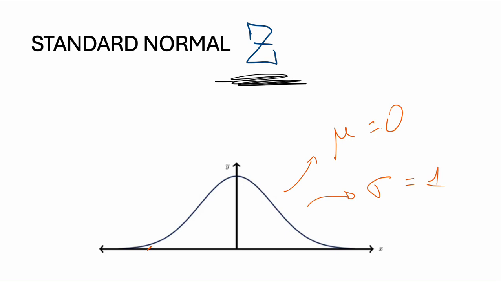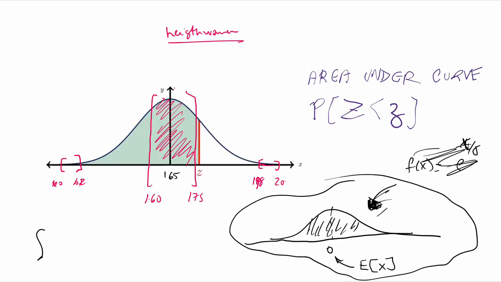Why is the standard normal so special? Because to calculate the area under the curve, if you want to know a probability, mathematicians came up with a table, right? So if you want to calculate the area under the curve to know, for example, what's the probability of having some value of this variable less than, I don't know, 160 centimeters.